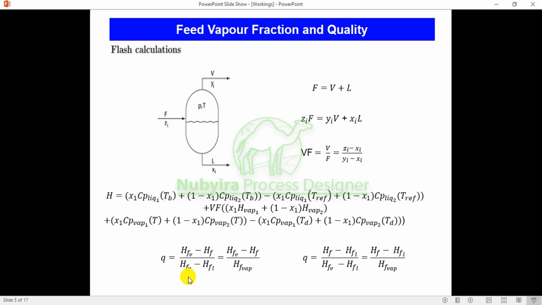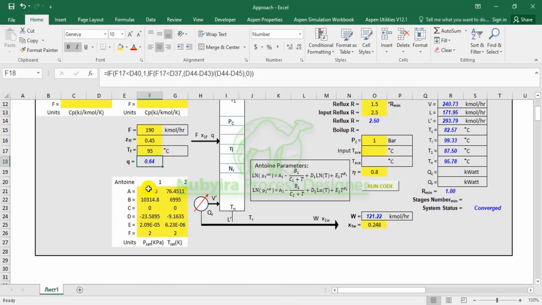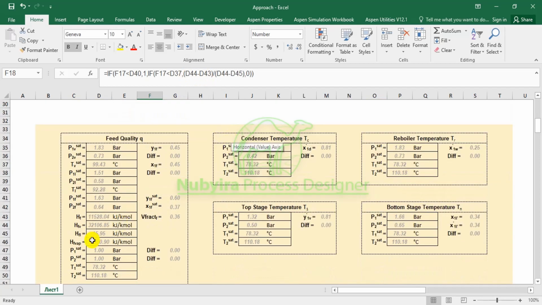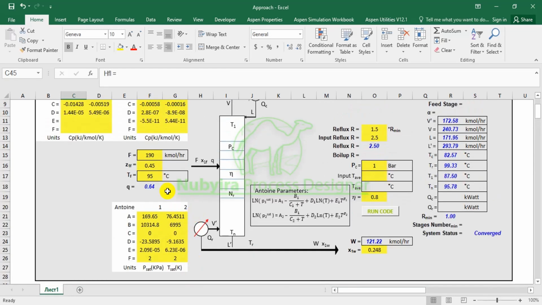You understand? So the amount of heat. So the more heat is needed to vaporize the feed, the more the quality of the feed. You understand? So this is not the correct formula. Although from the equation, because I copied it from the previous model that I've done, the equation is actually correct, because D44 is the enthalpy of feed at dew point, while D45 is the enthalpy of the feed at bubbling point, while D43 is the enthalpy of the feed. So the equation is correct.